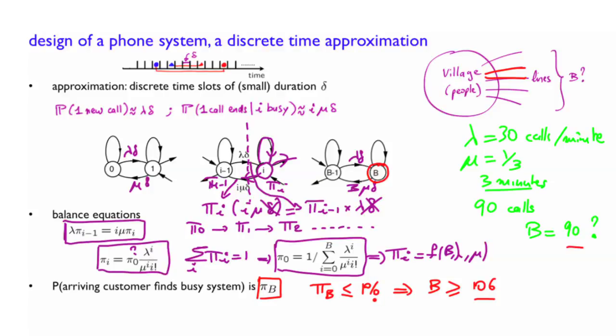And if you want to have a good guarantee that an incoming person will have a very small probability of finding a busy system, here 1%, then you will need about 106 phone lines. So that's the calculation and the argument that Erlang went through a long time ago. It's actually interesting that Erlang did this calculation before Markov chains were invented.